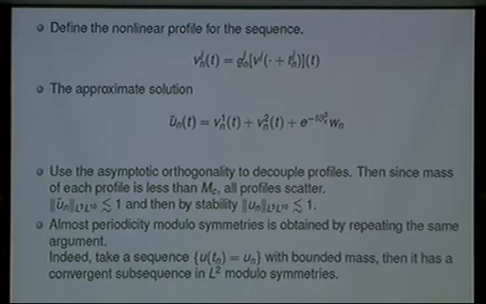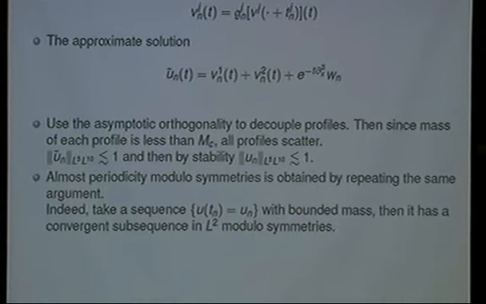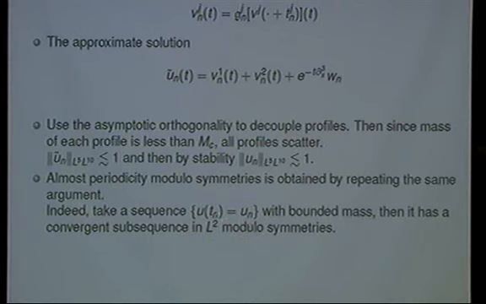And then showing the almost periodicity modulo symmetry is pretty much the same as the previous argument. We are going to show that u of t is actually in a compact set, equivalently, that for any sequence Tn, we define this sequence of Un. Then we show that by taking a subsequence, this converges modulo symmetry.